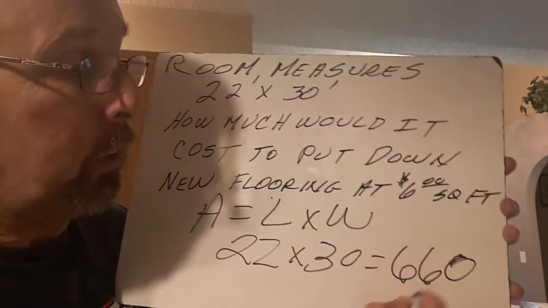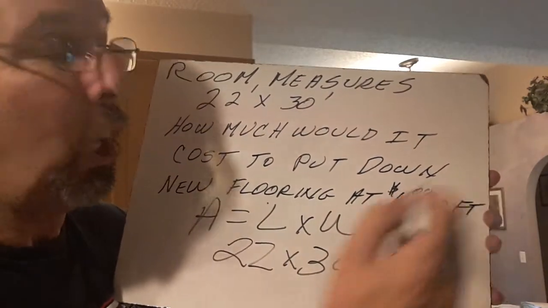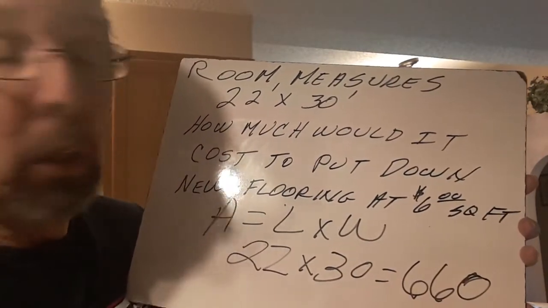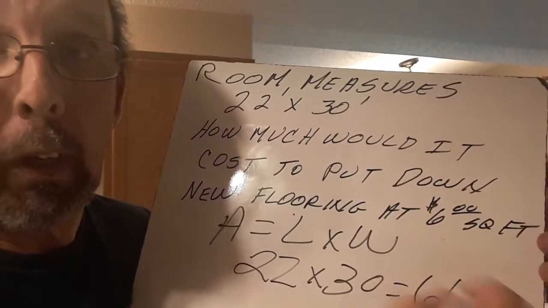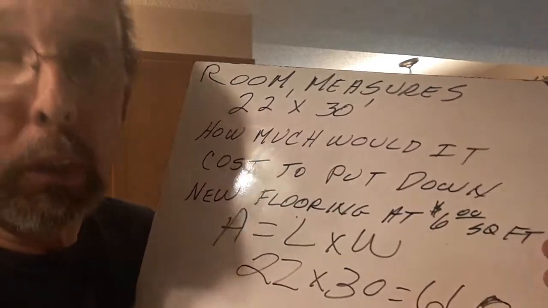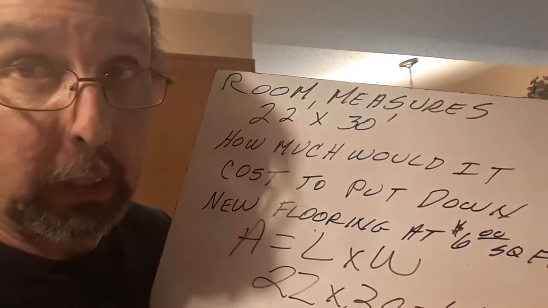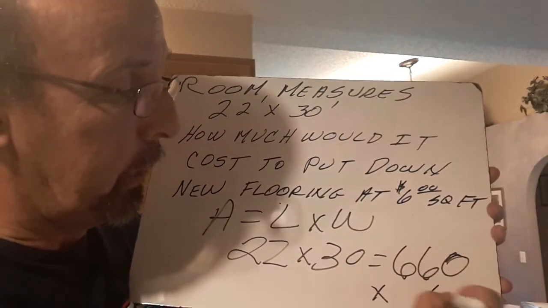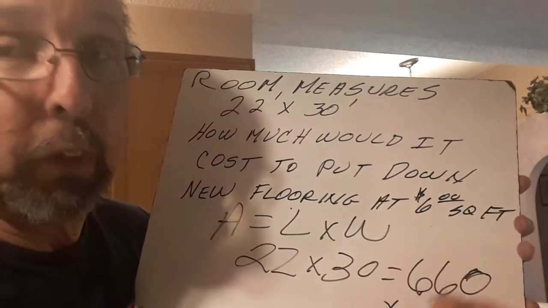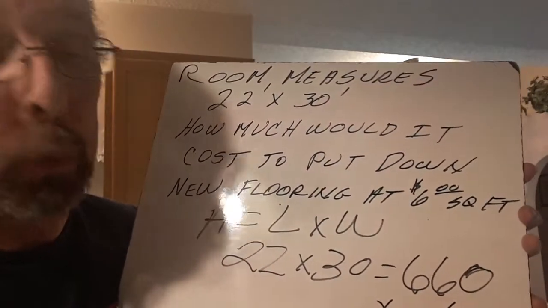That's 660 square feet, right? It's $6 a square foot. If I take $6 times 660 square feet, every square foot is $6. So 660 of them is going to be 660 times 6. If I multiply that out, it'll tell me how many dollars it's going to cost me to do that floor. All right?